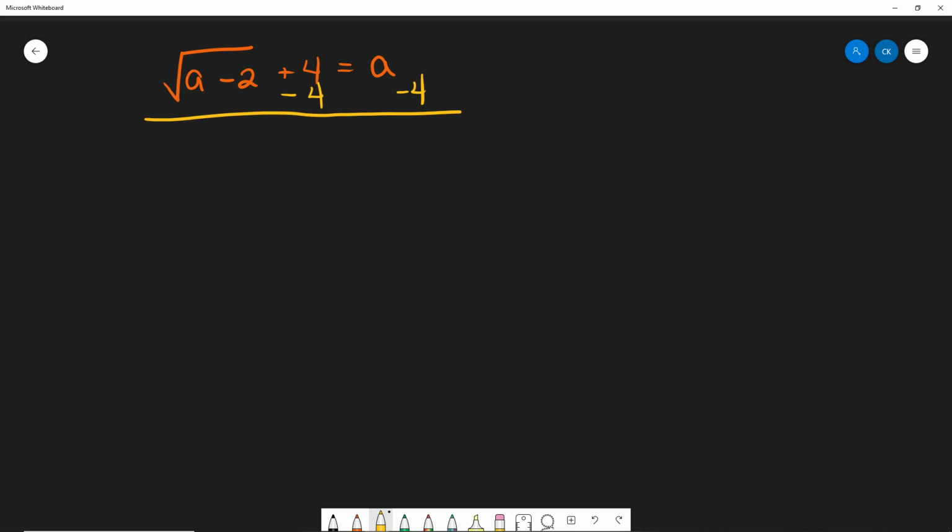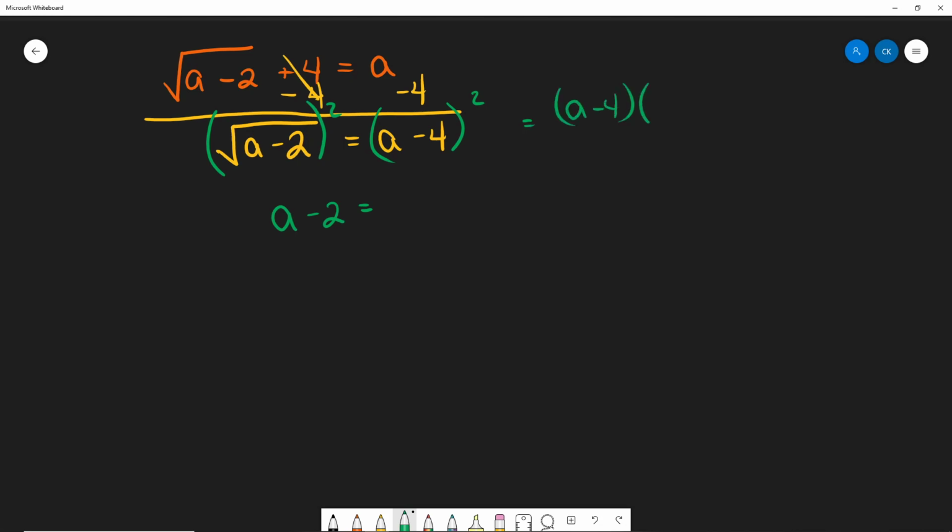So when I subtract 4 from both sides, those will cancel. I'll have the square root of a minus 2. And here, I'll just have equals a minus 4. So now that I have the radical by itself, I'm going to go to step 2 and square both sides. Squaring the square root will give us whatever the radicand is, a minus 2. But squaring our binomial, that's going to be a minus 4 times a minus 4, which I have to double distribute.